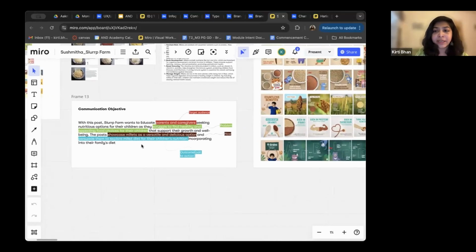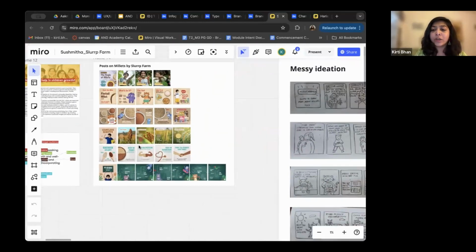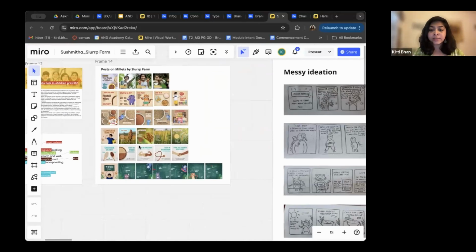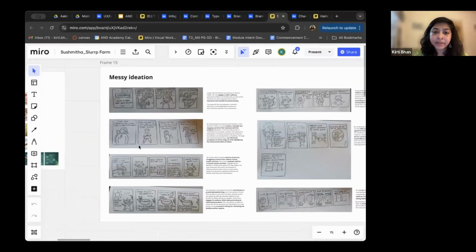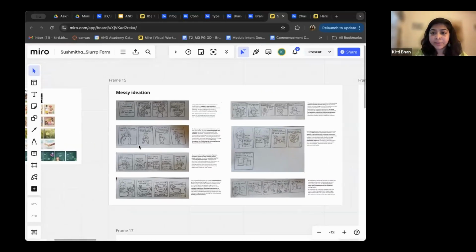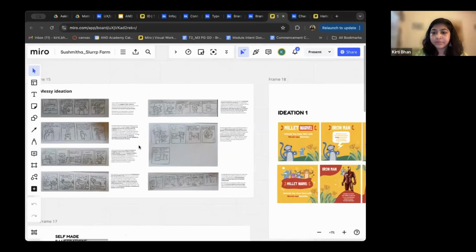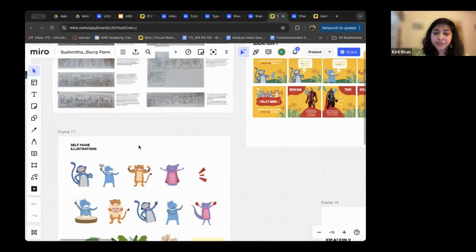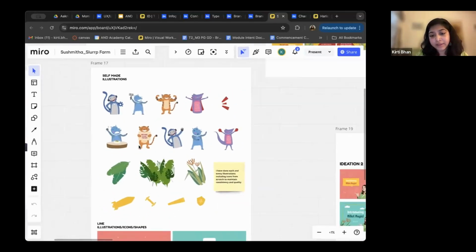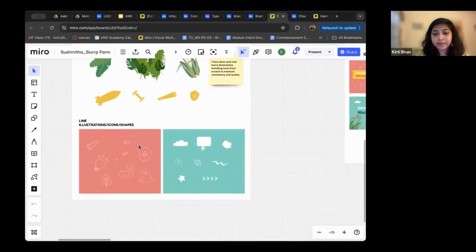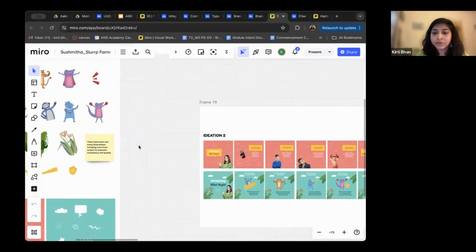So having this communication objective set, she knew who the target audience was. The target audience was crisp and clear. What kind of visuals, what is the problem she's addressing, and what would be the outcome that she's going to create. These are the messy ideations like I shared in the previous one. And then these are the illustrations. These are self-made illustrations she created herself, and some shapes and icons also she created herself.